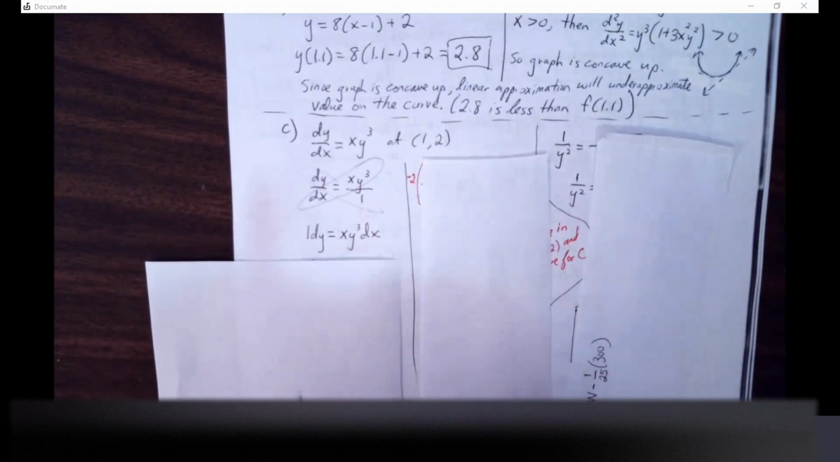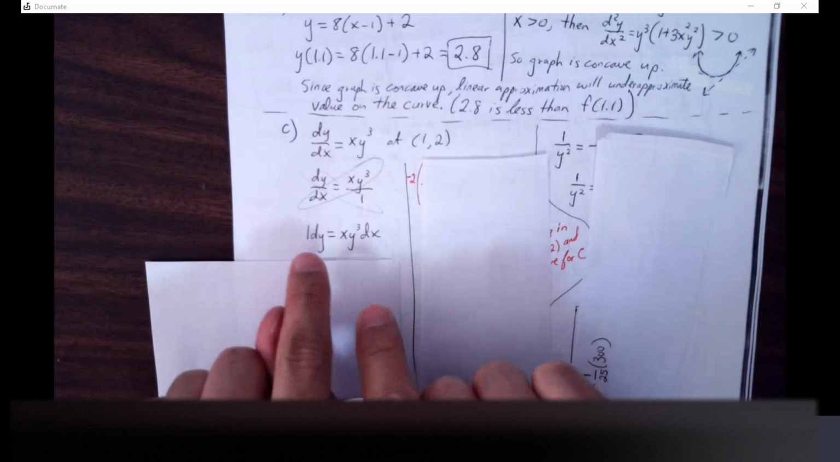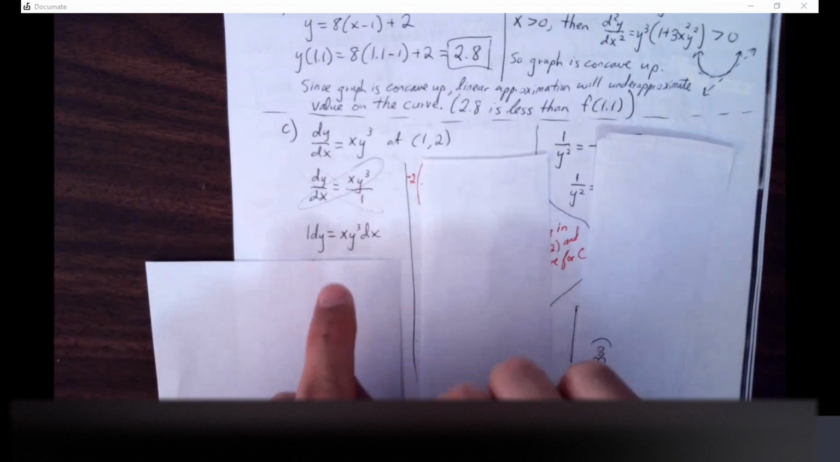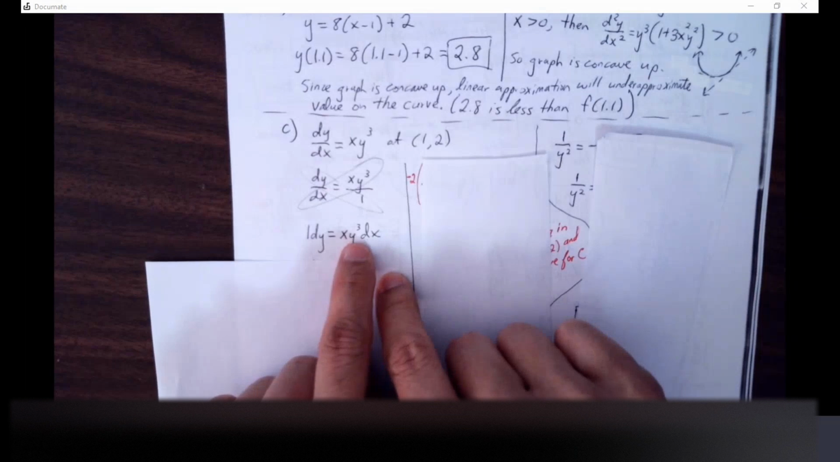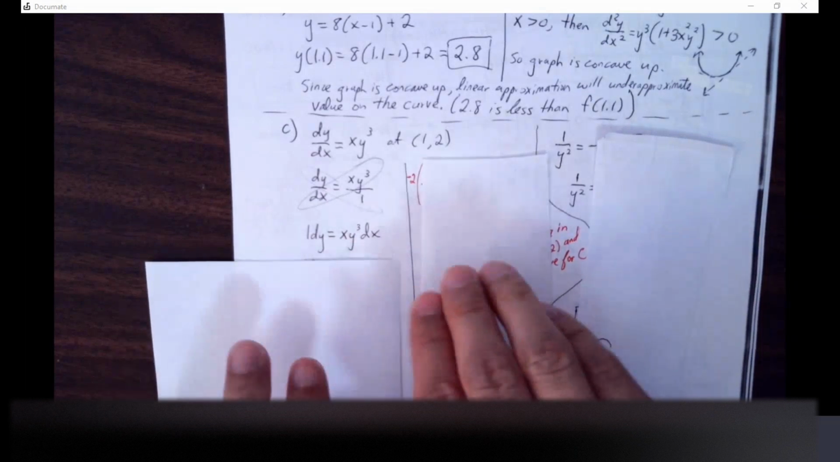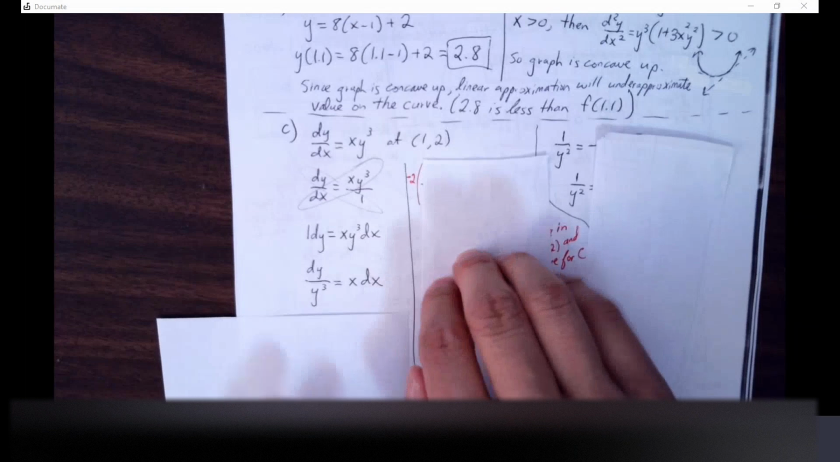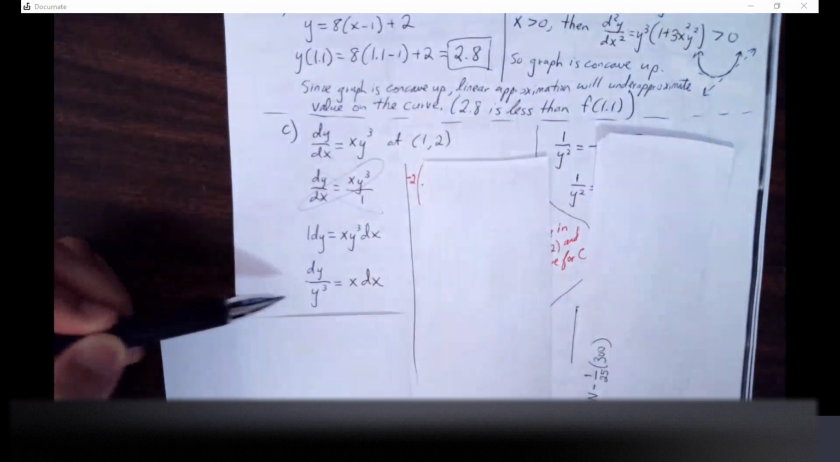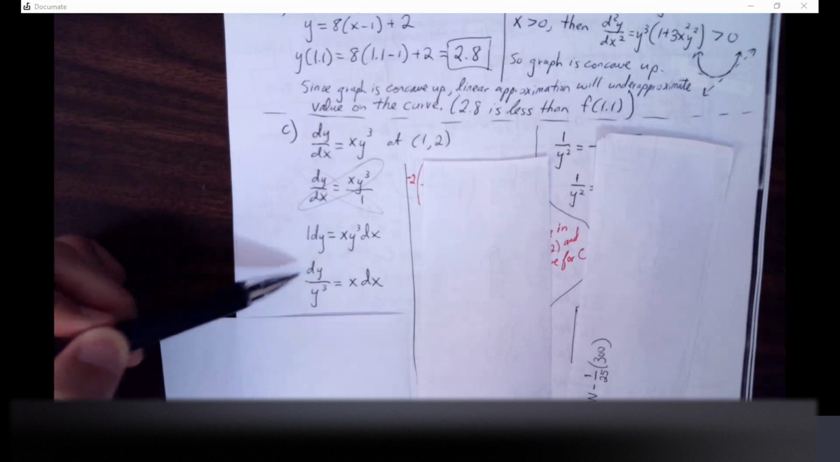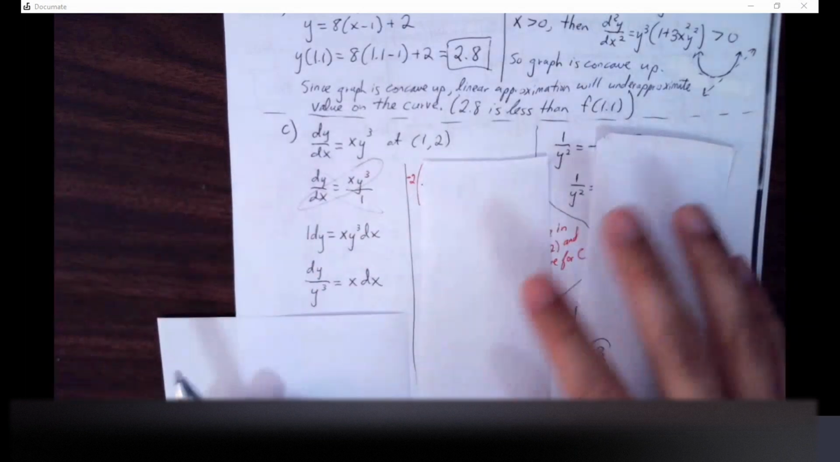And now I can decide, do I have full separation? So I want y's on the left, x's on the right. So I have one thing out of place. That's y cubed needs to be divided over to the left side. So I'll divide the y cubed over. And this is where we are. Okay, so once we've gathered y is on the left, x is on the right, we can take the antiderivative.